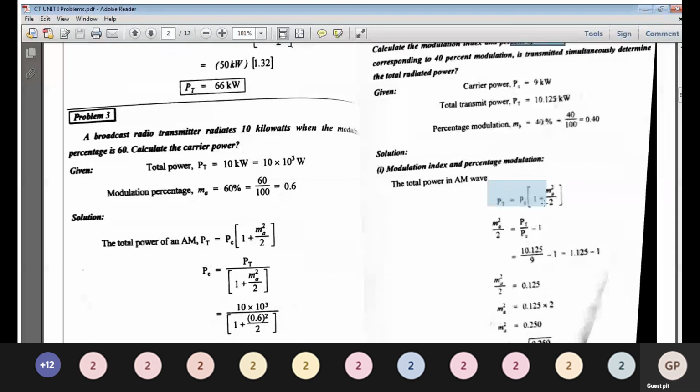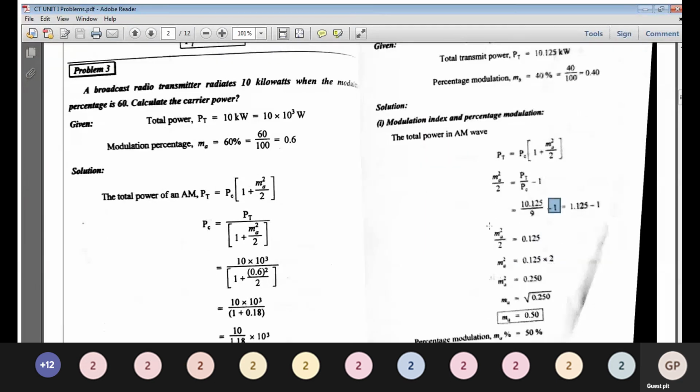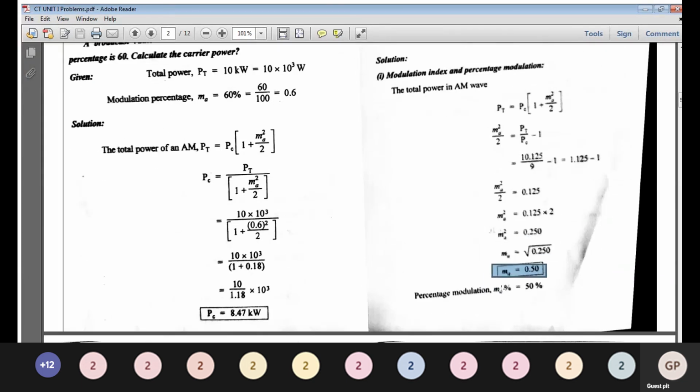Substitute the formula. PT is equal to PC into 1 plus MA square by 2. From this, MA square by 2 equal to PT divided by PC minus 1. Substitute the values, already given: 10.125 and the PC value 9, minus 1. We got some value for MA square by 2. This MA square equals this value into 2. Then MA is equal to the square root of 0.250. This is our MA value, that is equal to 0.5. So the percentage is equal to 50%.